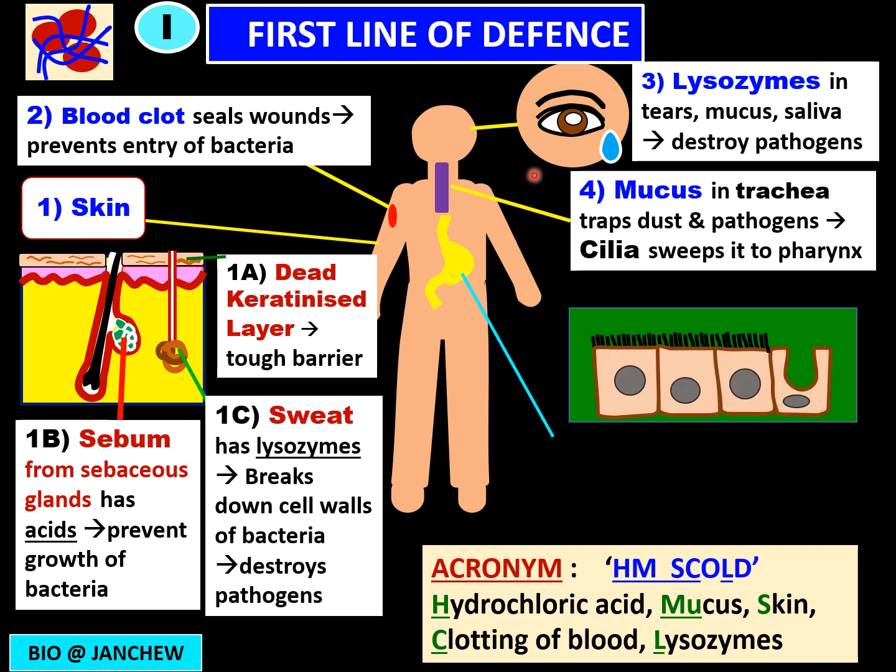So this picture shows the epithelial cells in the trachea, and this type of cell is the one that secretes the mucus. It's called a goblet cell. And then these cells here have cilia, which is like a broom that sweeps the mucus up to the pharynx and away from the lungs.